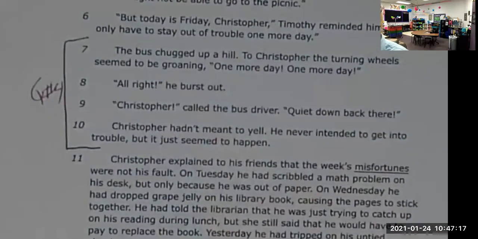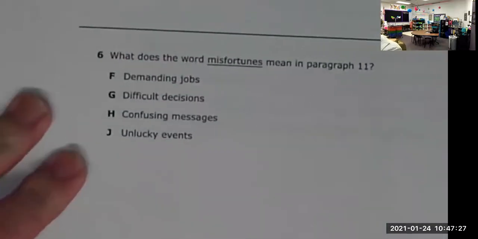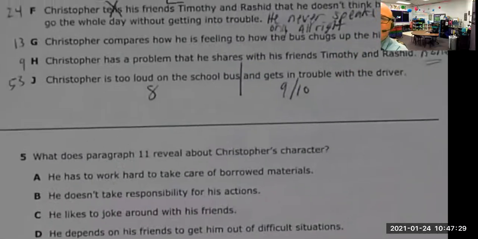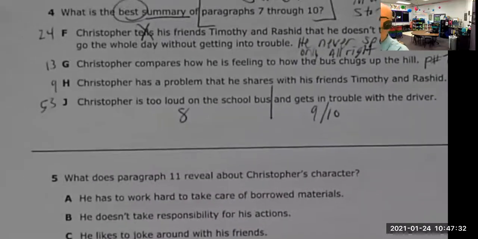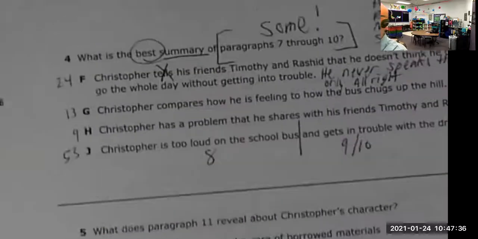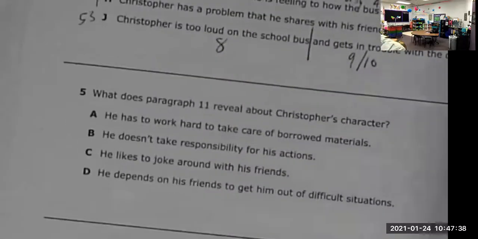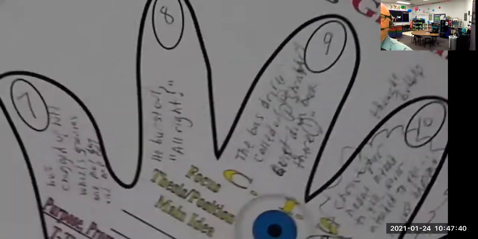And so sometimes the danger of requiring kids to read the entire passage is that the question wasn't asking about the entire passage. It was only asking about 4 paragraphs, 7, 8, 9, and 10. Okay? So let's take a look at how I wrote it out.